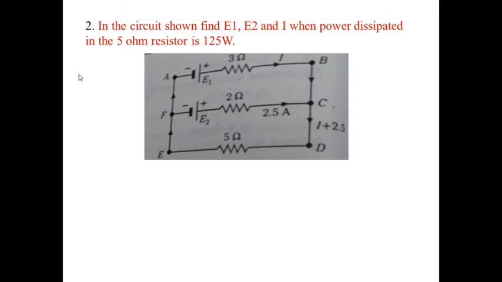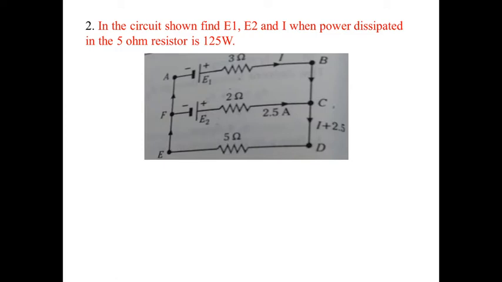Now coming to the second problem. In the circuit shown, find E1, E2 and I when power dissipated in the 5 ohm resistor is 125 watts. So this is E1, a voltage source, and E2, another voltage source, and I is the current marked here. Power dissipated in this 5 ohm resistor is 125 watts, which is given.